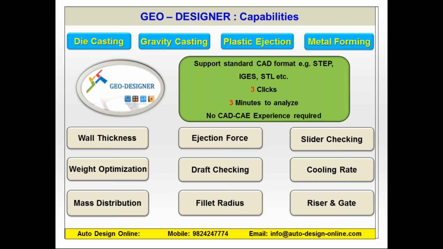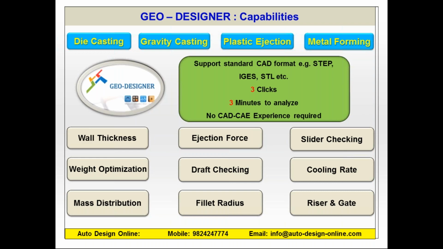So basically, the capabilities that we can use in this software are: we can check the wall thickness, weight optimization, mass distribution, ejection force analysis, draft checking, fillet radius, slider checking or slider requirement in case of high pressure die casting, cooling rate, and the riser and gate requirement. So this is what we can do optimally by rightly using the software. We call the software a 3-click software.